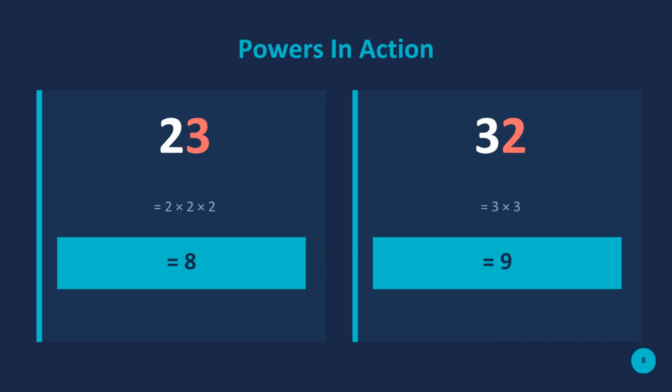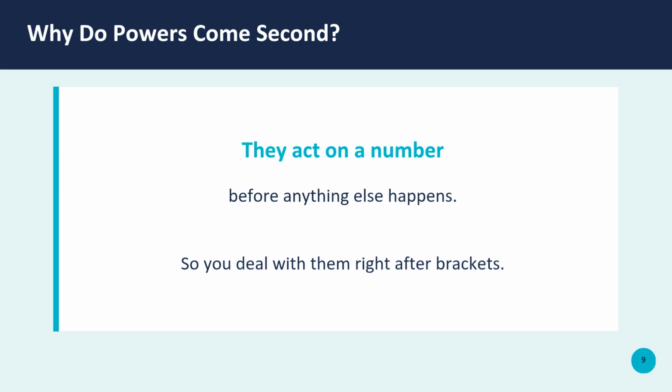Here are a couple more. 2 cubed, 2 times 2 times 2, equals 8. 3 squared, 3 times 3, equals 9. So why do powers come second? Because they act on a number before anything else happens, so you deal with them straight after brackets.